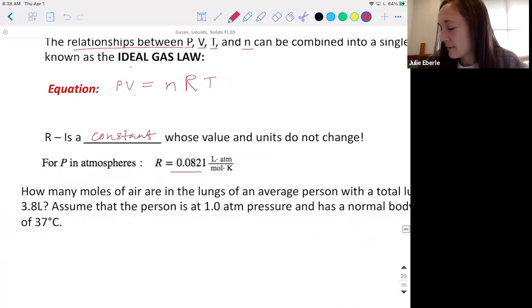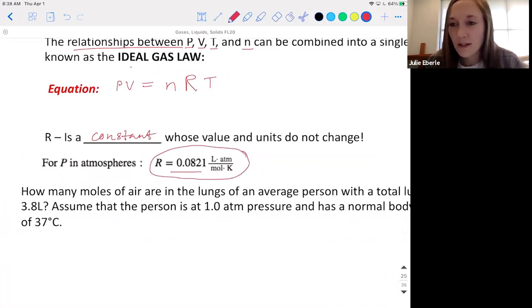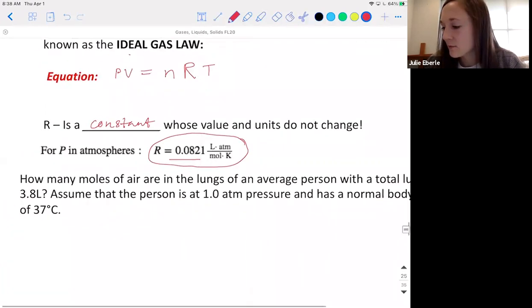So this one wins, most complicated. Again, if you look up gas law constants, make sure you're using this one because this has the right units that we need. Other gas law constants may have different units. We want these units.